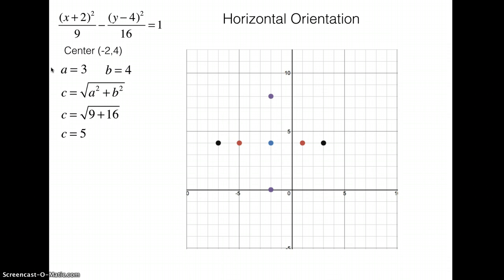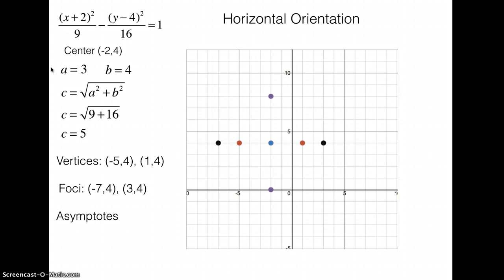So then our vertices are going to be the red coordinates because we want the horizontal points. So that's -5, 4 and 1, 4. And then to get the focal points, we add and subtract 5 in the horizontal direction from the center. The coordinates for the focal points are -7, 4 and 3, 4.